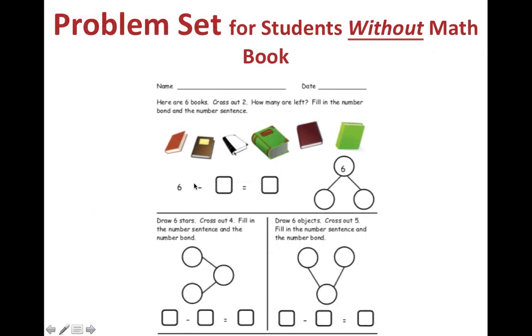So this one is for the children who don't have the math book. And I'm going to, first thing, write the date so I do not forget. And this is my number story. Here are 6 books. Cross out 2. How many are left? And fill in the number bond and the number sentence.